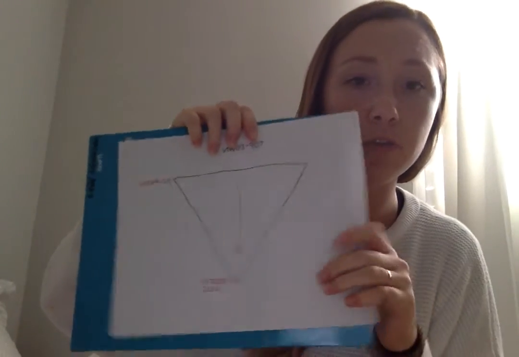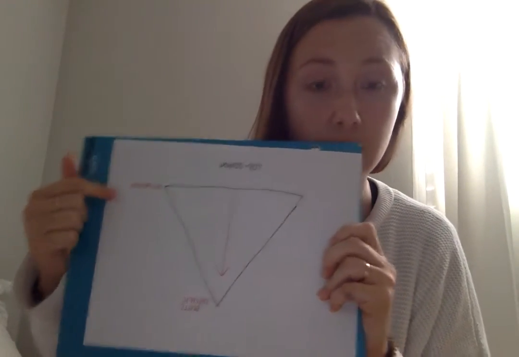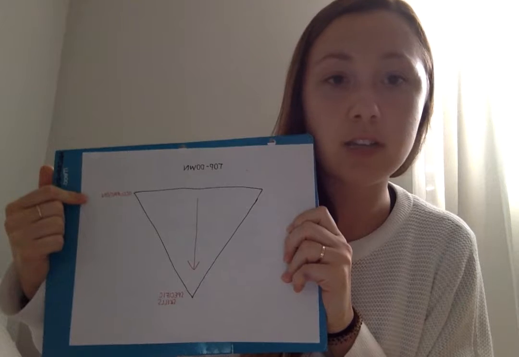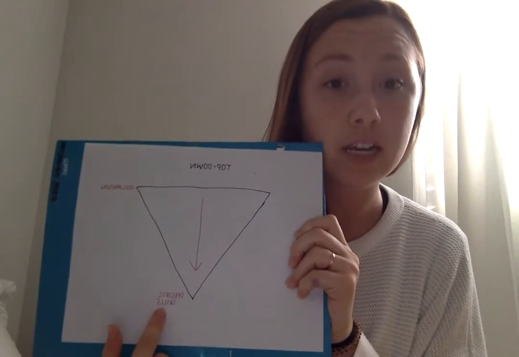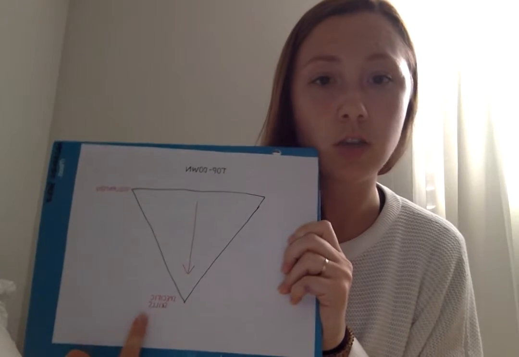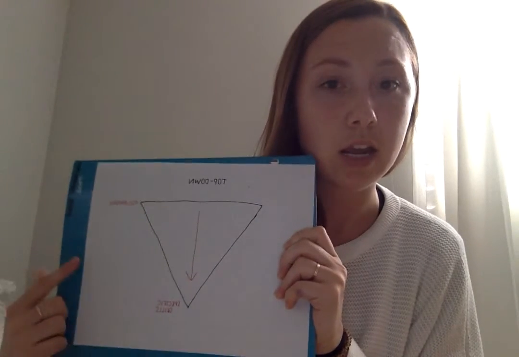So I have 2 examples just to make it a little bit easier. The top-down approach is going to start with the occupation. So we started by just assessing Rebecca in the school, and then we narrowed it down and ended by looking at specific skills. So why is Rebecca having trouble cutting and eating and writing?